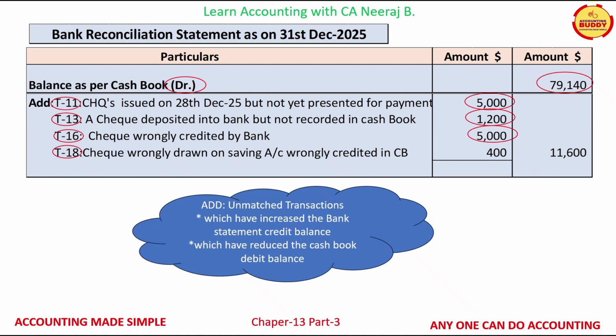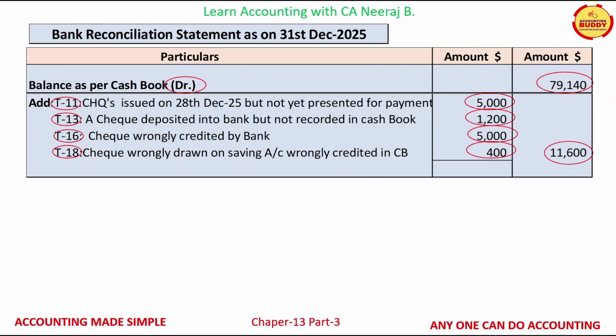T18 unmatched transaction is check drawn on saving account wrongly credited in the cash book for $400 will also be added to the cash book debit balance. The total of all these four unmatched transactions amounting to $11,600 will be added to the cash book debit balance.